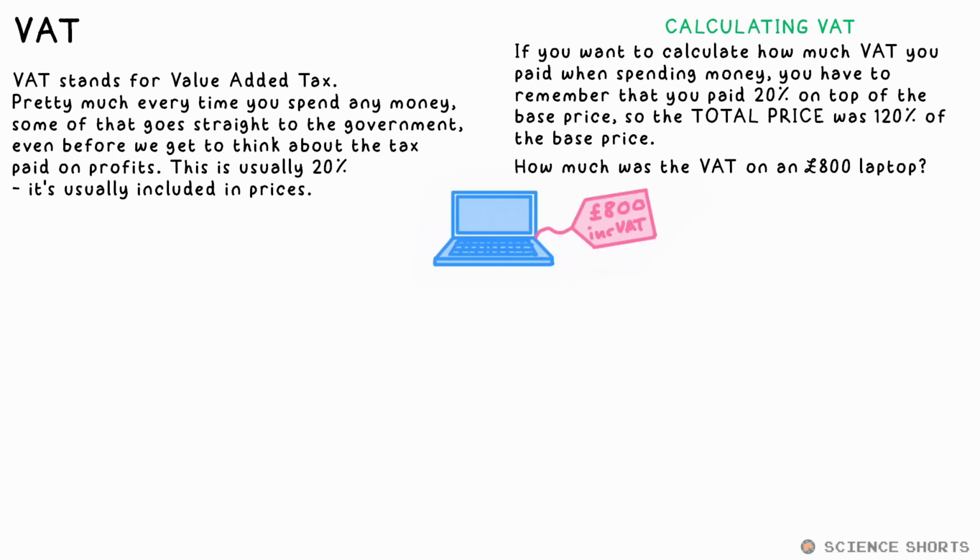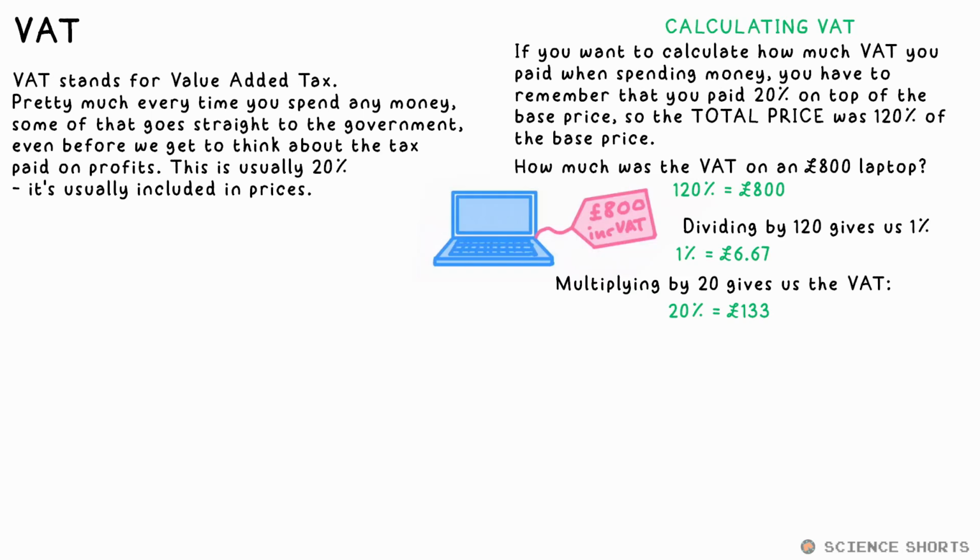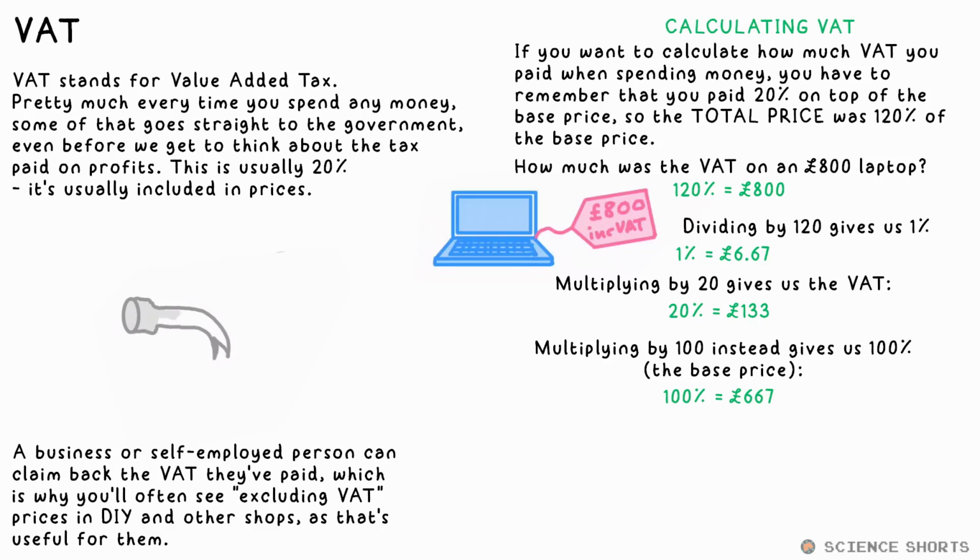A bit tricky this. That £800 is essentially 120% of the base price. I want to know what 20% is. So 800 divided by 120 gives us what 1% is. Times that by 20 and we get £133 and change. So in reality, I paid the shop £667 for the laptop, and £133 VAT on top of that goes to the government. When a business spends money, they pay the VAT, but then they get to claim it back at the end of the tax year.